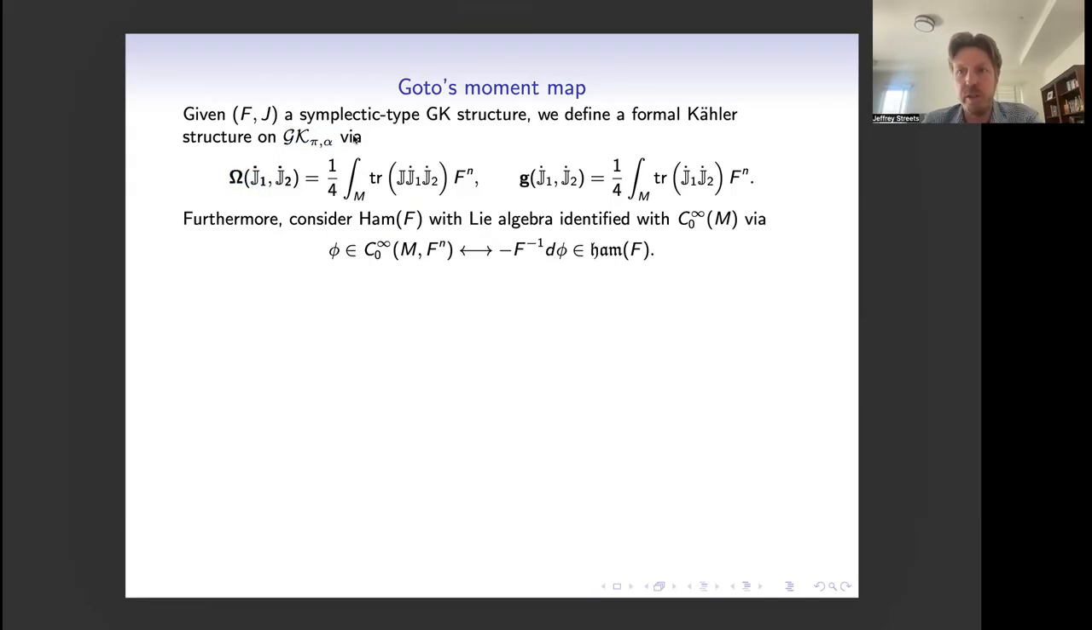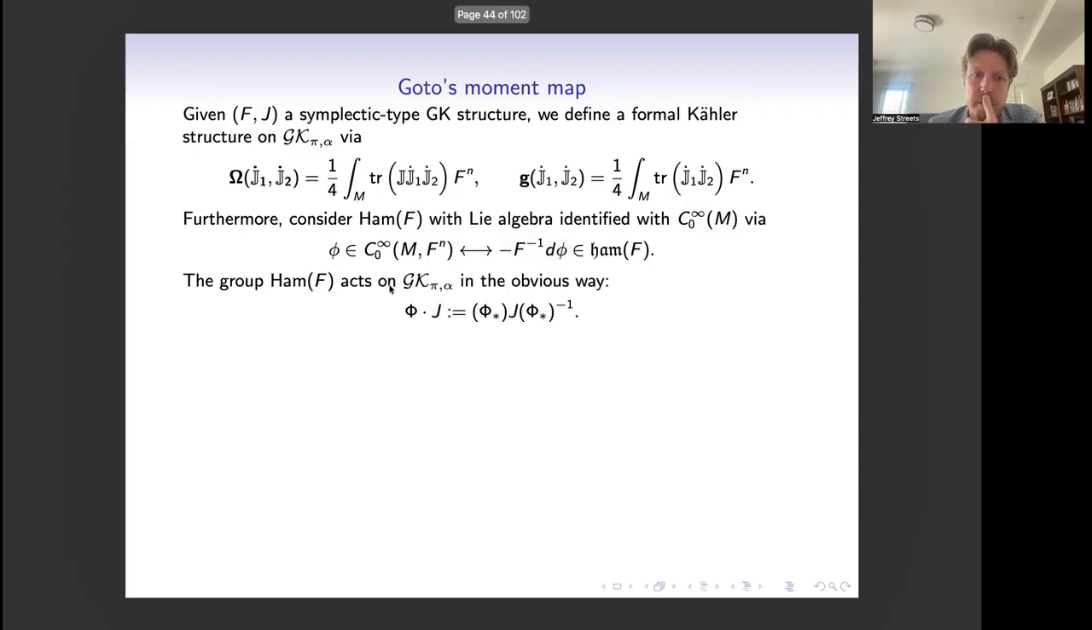And then there's of course a natural group action. This is the start of the story of the Fujiki-Donaldson moment map. So this group Ham F will act on the space of symplectic type generalized Kähler structures. And as usual, we'll identify its Lie algebra with smooth functions with zero integral as follows. So minus F inverse d phi defines a tangent vector to the space of Hamiltonians. And this group will act on GK pi alpha in the obvious way: you just let it pull back the complex structure J.